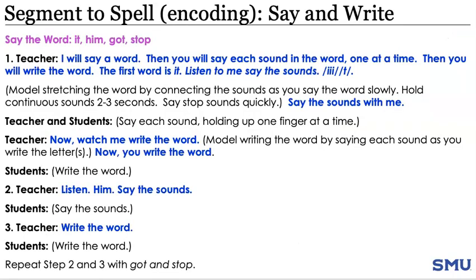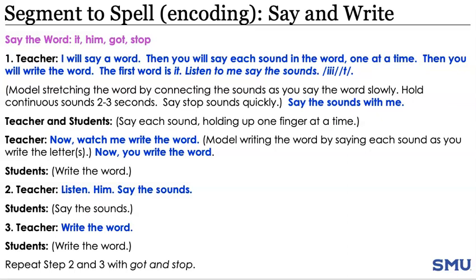The inverse skill to decoding is encoding or spelling. Here, what you want students to do is to say the sounds and then write the letter that goes with each sound. So to give you an example, I will say a word, then you will say each sound in the word one at a time. Then you will write the word.